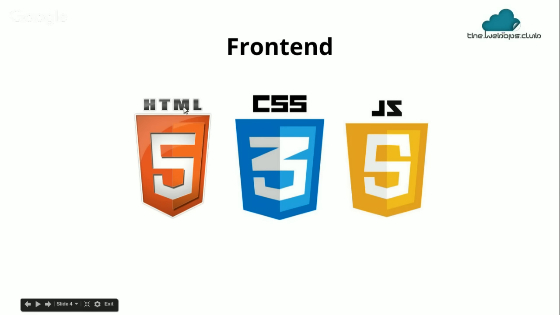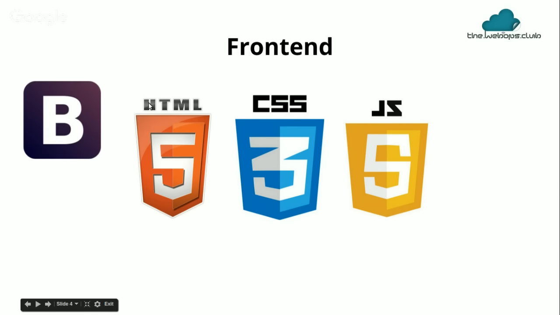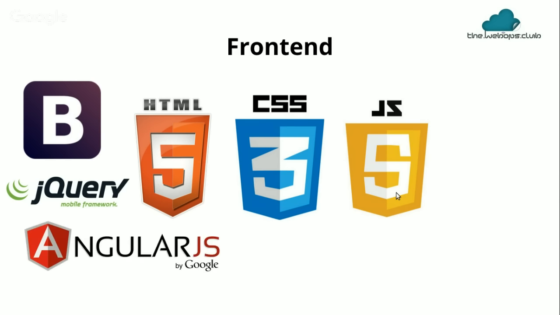Some of the examples are Bootstrap, which we will be using tonight. It is a library consisting of CSS and JS code. Then there is jQuery, which is a library in JavaScript. And then there is AngularJS from Google, which is also a JavaScript library. JavaScript is a very powerful language, and you can find thousands of libraries made only using JavaScript.